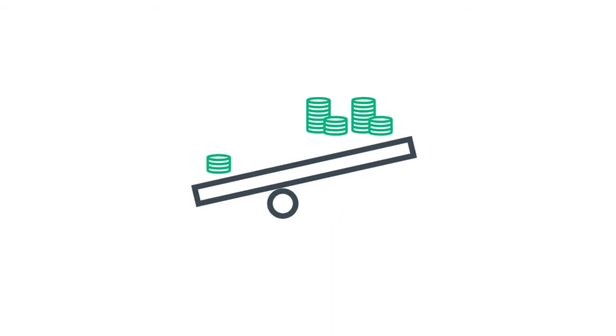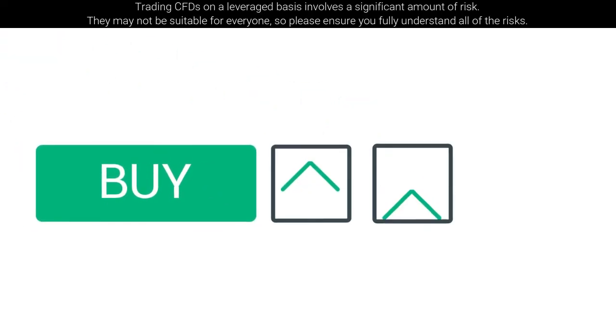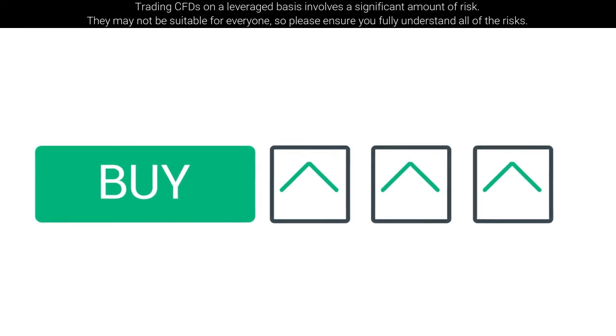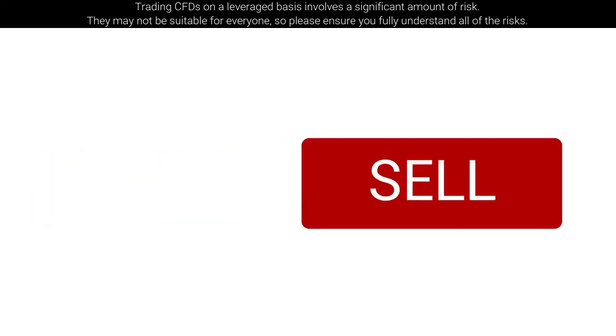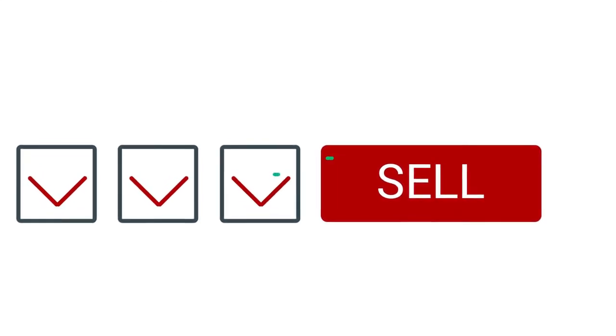One of the key features of CFDs is the ability to take a long or buy position when you assume prices will move up, or a short or sell position if you assume prices will move down. So you can profit from both rising and falling prices, making it a more flexible product than conventional forms of trading. But what exactly does derivatives mean?